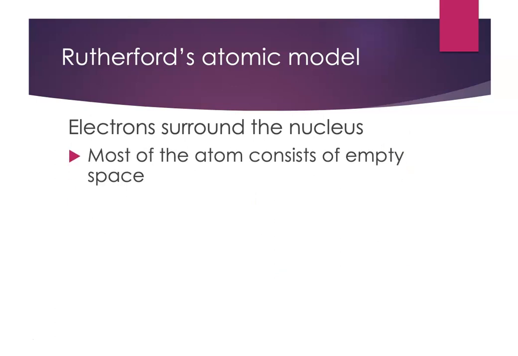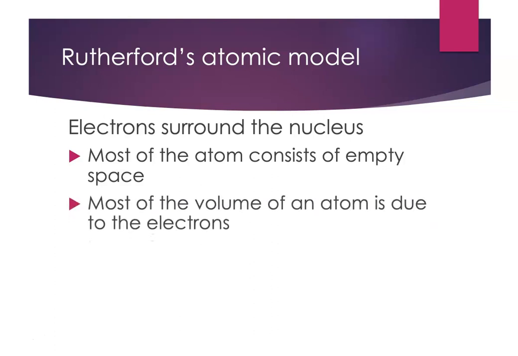All right, most of the atom is empty space. This is a weird idea when you think about it. All right, most of the volume of an atom is due to the electrons, and the electrons are just arranged outside the nucleus somehow. We're not going to specify that right now. Rutherford wasn't really sure. We just know they're outside of the nucleus, and they're taking up most of the volume.